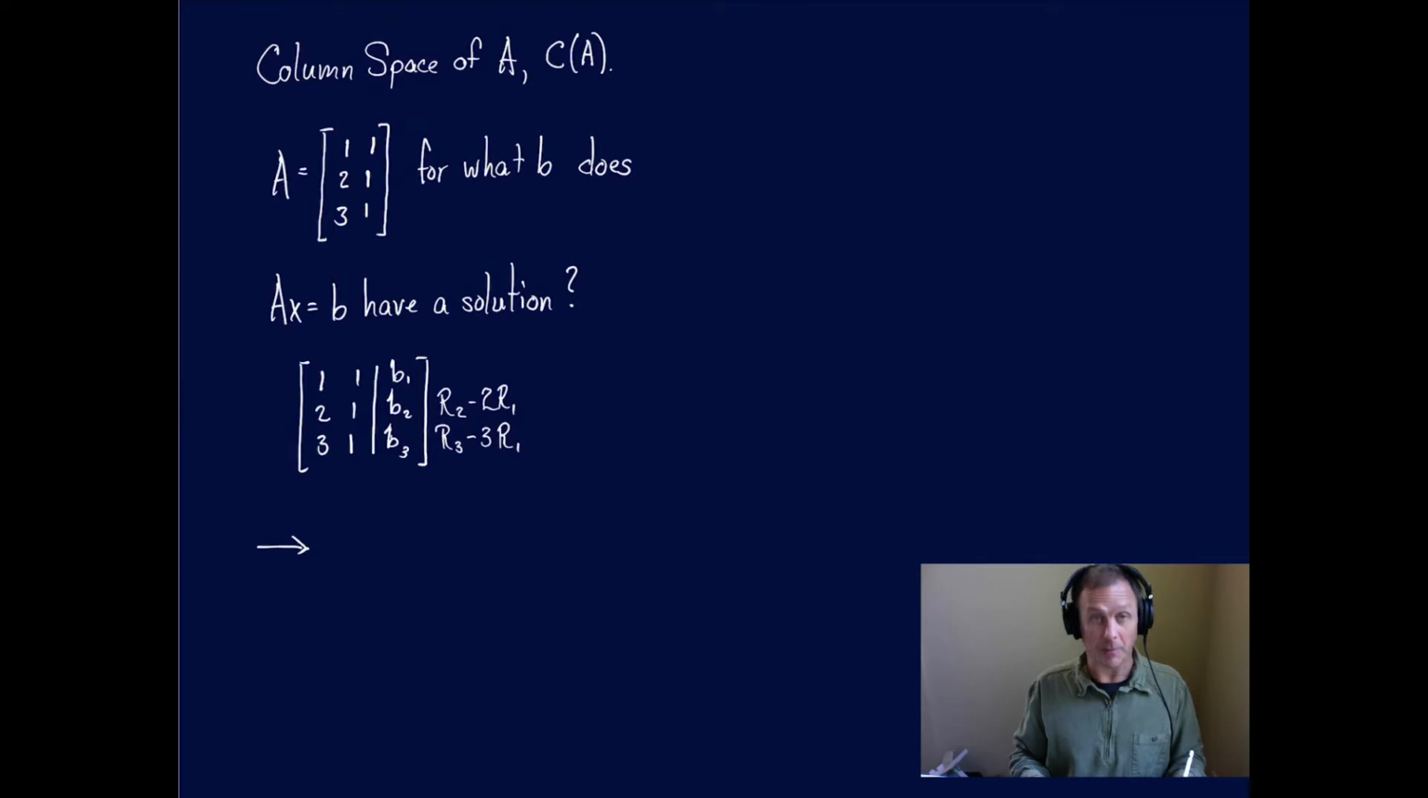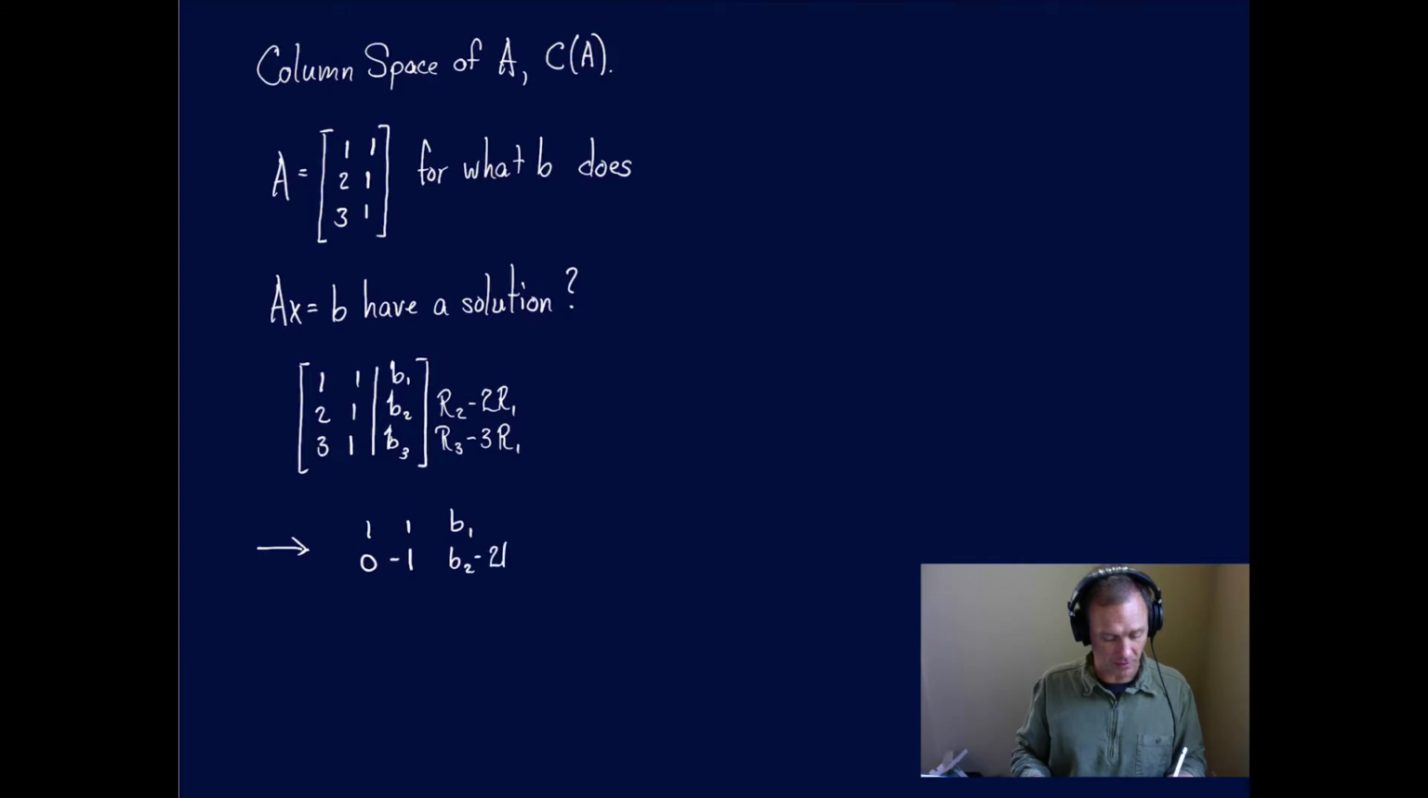So the first row is the same. That's 1, 1, B1. The second row, though, becomes a 2 minus a 2. That's a 0. A 1 minus 2. That's a minus 1. And then we're going to get a B2 minus 2 B1s. Okay? And the third row, then we're going to get 3 minus 3. That's a 0. And then we're going to get a 1 minus 3, that's a minus 2. And then we're going to get a B3 minus 3 B1s. Now, we're not quite done.